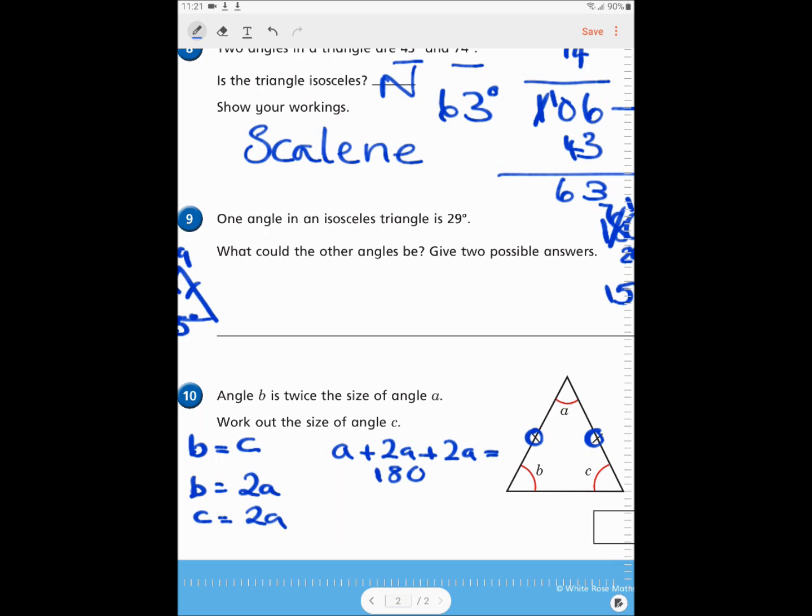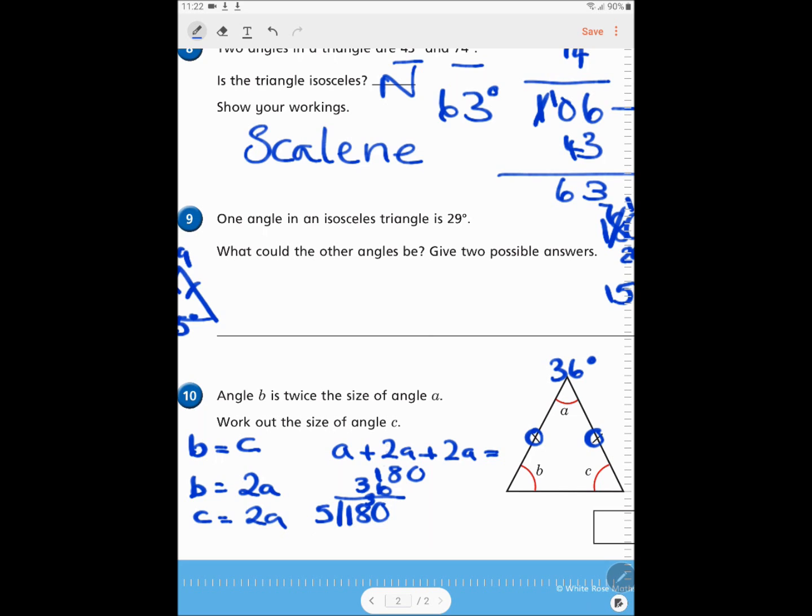Okay, so how many lots of A have I got? I've got 1, 2, 3, 4, 5. So I can do 180 divided by 5. 5s into 1 don't go. 5s into 18 goes 3 times. 3 5s are 15, so I've got 3 left over. 5s into 30 goes 6 times. So I can say straight away that angle A is 36 degrees.